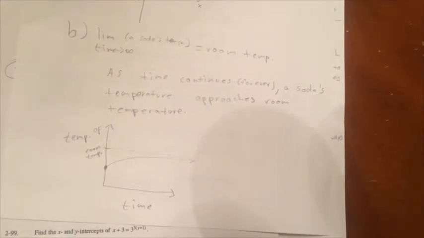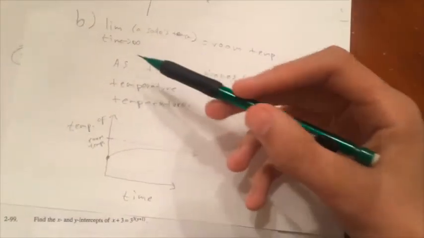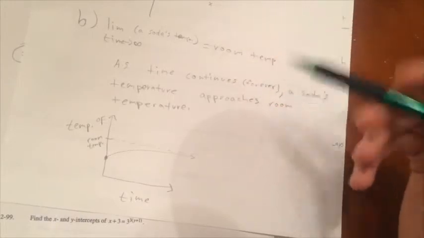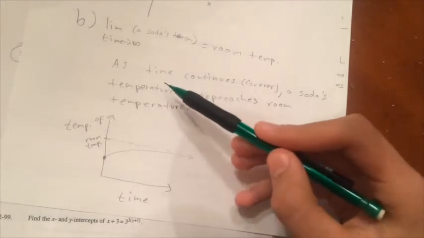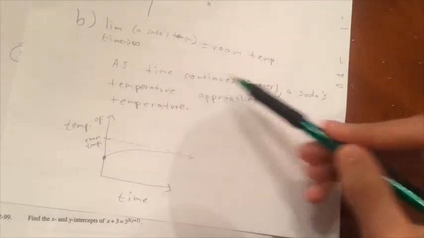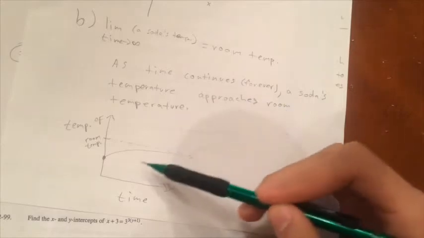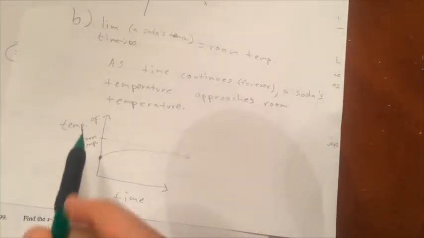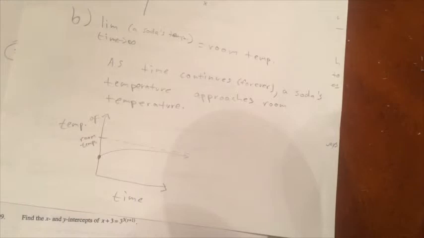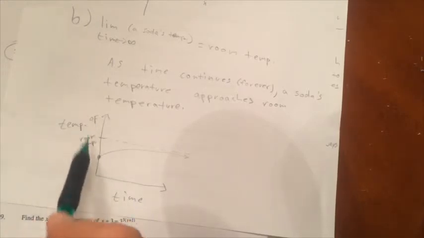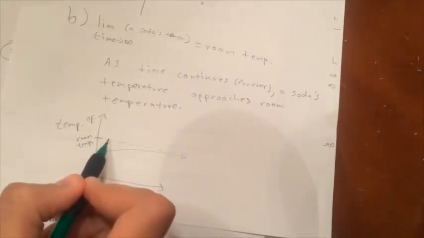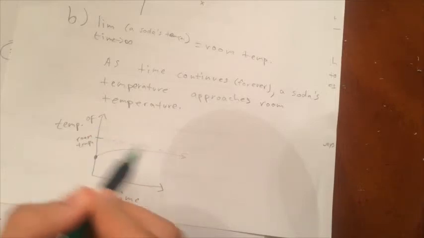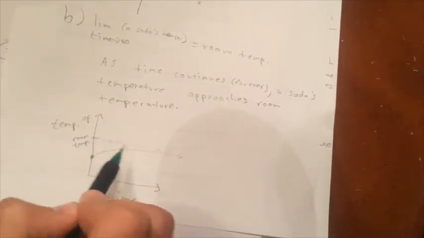Okay, so apparently the video cut for the second part of question 49 of chapter 2, but anyways, as I was saying, the time continues forever. As time continues forever, a soda's temperature approaches room temperature, okay? And how you want to graph it is with time on the x-axis, like we usually do, and with the temperature in degrees Fahrenheit on the y-axis. So you want to graph the room temperature as just a straight line, right? Because the room temperature is constant, it's not changing.